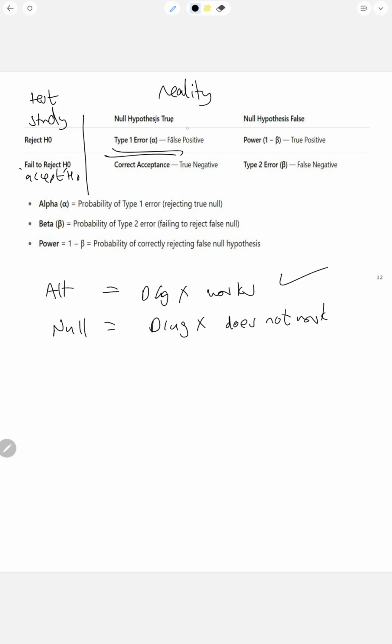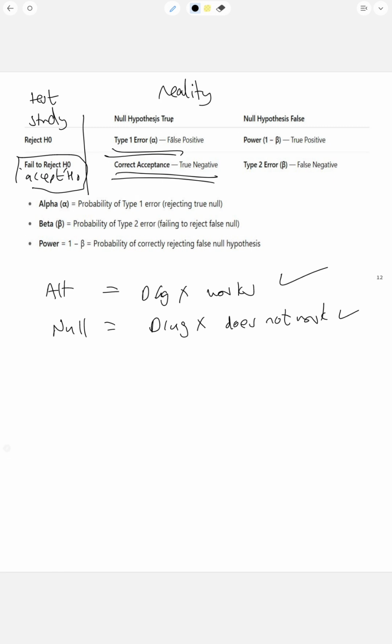What if the null hypothesis is true and we accept the null hypothesis, meaning drug X does not work, and we conclude from our study that yes, actually it does not work? We've accepted it. That's called a true negative, a correct acceptance, a correct conclusion.